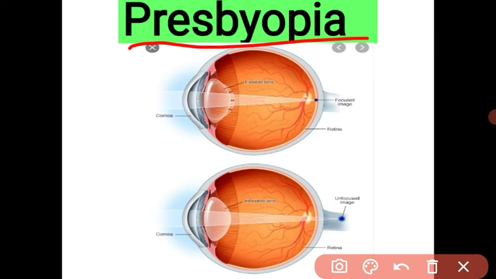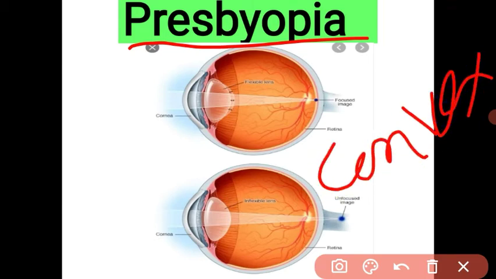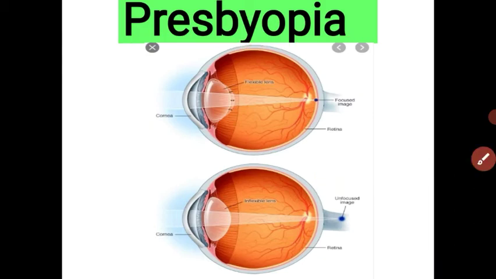Understood what is meant by presbyopia? The presbyopia condition affects old age people. In old age, the flexibility of the muscle and the flexibility of the lens is lost. So the person is not able to see the near object clearly, and this is again corrected by the convex lens. Understood? It is the same as farsightedness, but this condition occurs in old age people. Understood what is meant by presbyopia?